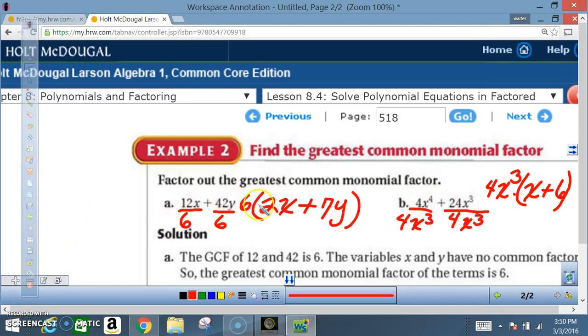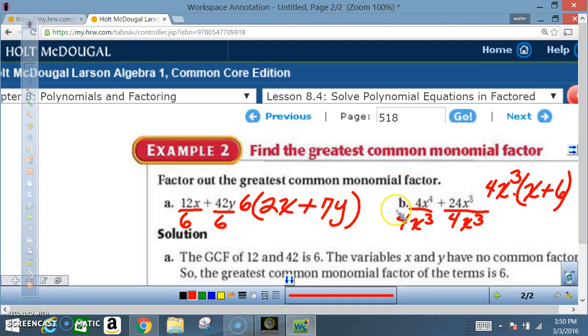Okay, now for those of us who still may be confused, we're going to show you another way to maybe clear it up more. So once again, we got 12x plus 42y. We look at the 12 and we look at the 42. What's the greatest common factor? 6. So what you're actually doing is you're dividing both terms by 6. What's 12 divided by 6? 2. Then the x comes along for the ride. What's 42 divided by 6? 7. And then the y comes along for the ride.